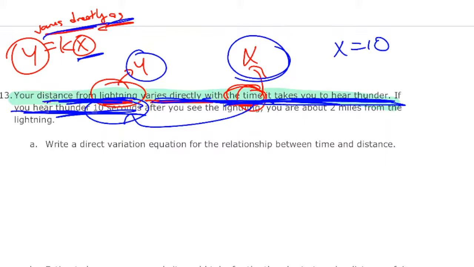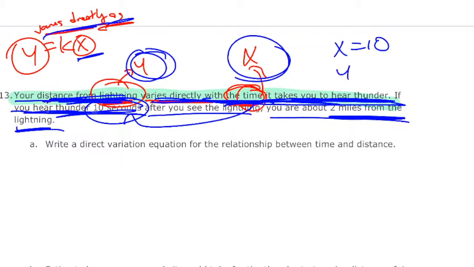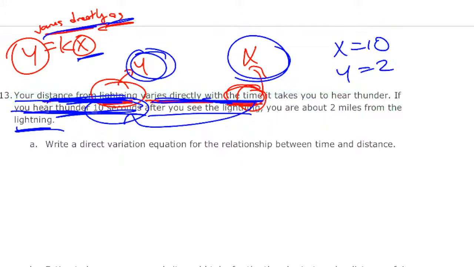So x equals 10. After you see the lightning, you are about 2 miles from the lightning. Which one of these is the distance from lightning? Y. So y then must be 2. Mike, you got scribbles all over the place. Okay, I'll clean it up. There you go. 2 has to be the y.